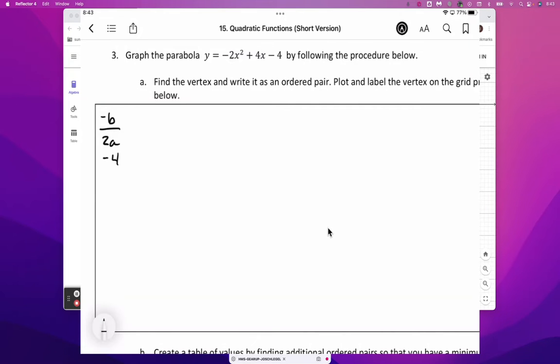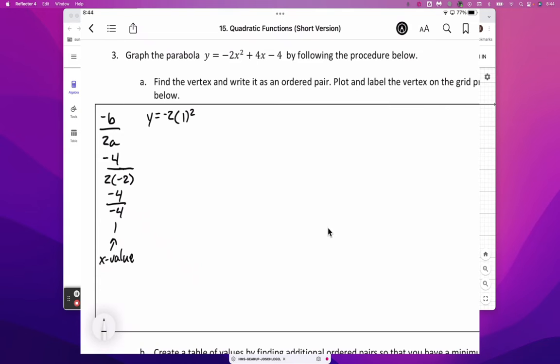Negative b is going to be negative 4 over 2a. A is negative 2. So we've got negative 4 over negative 4, which is a positive 1. Now remember that that's our x value. To get the y value, we need to put the x value back into the original equation.